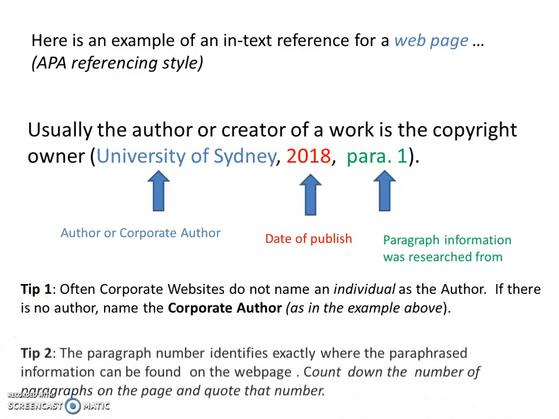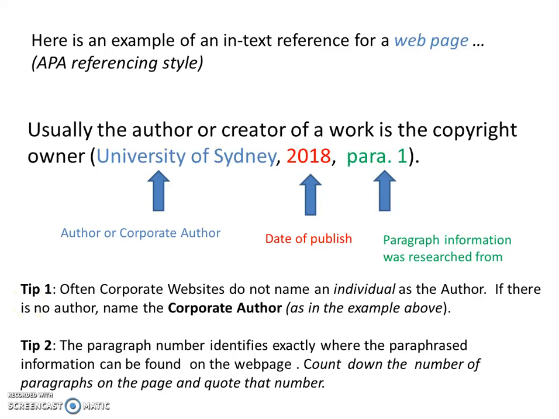Tip number 2, the paragraph number identifies exactly where the paraphrased information can be found on the web page. Count down the number of paragraphs on the page and quote that number.